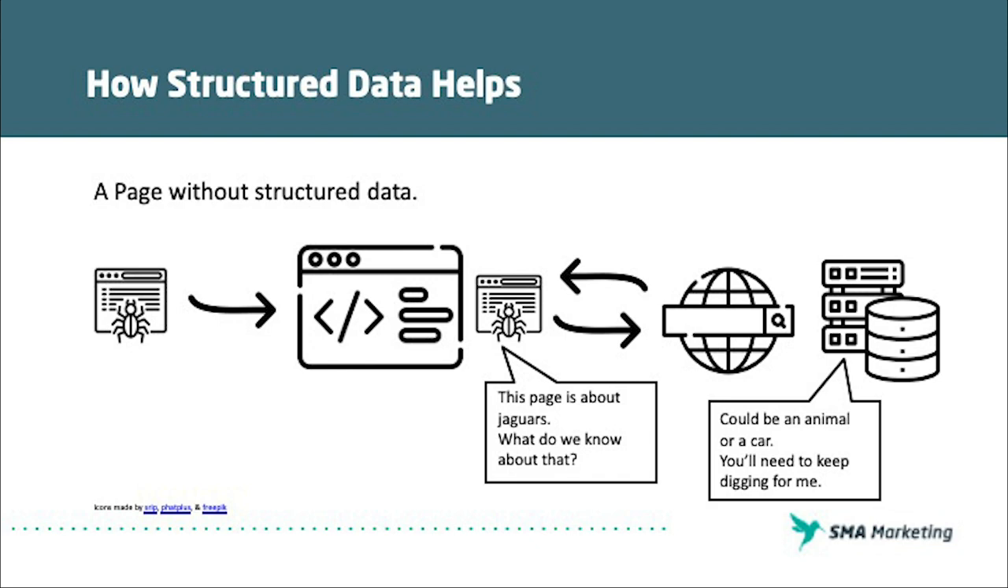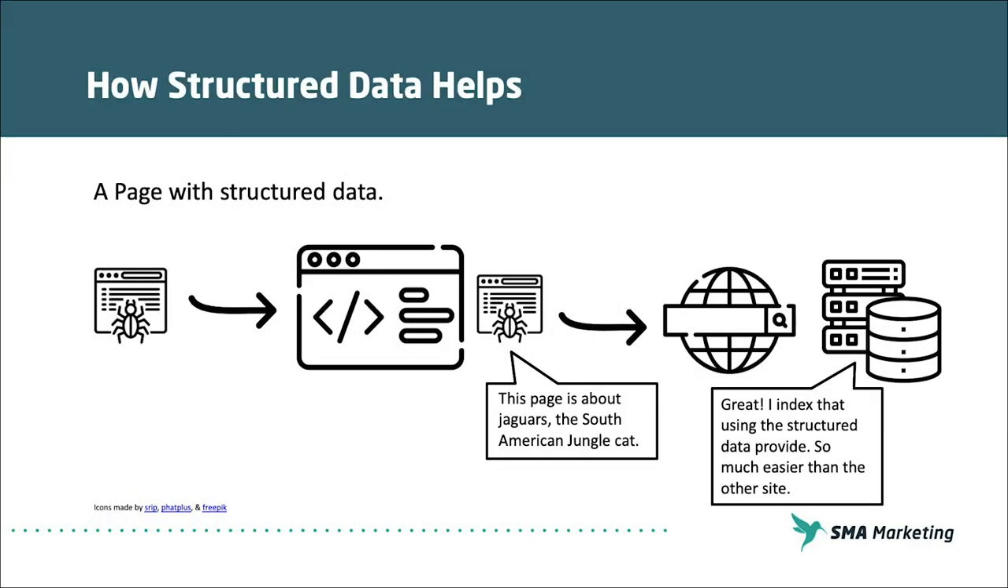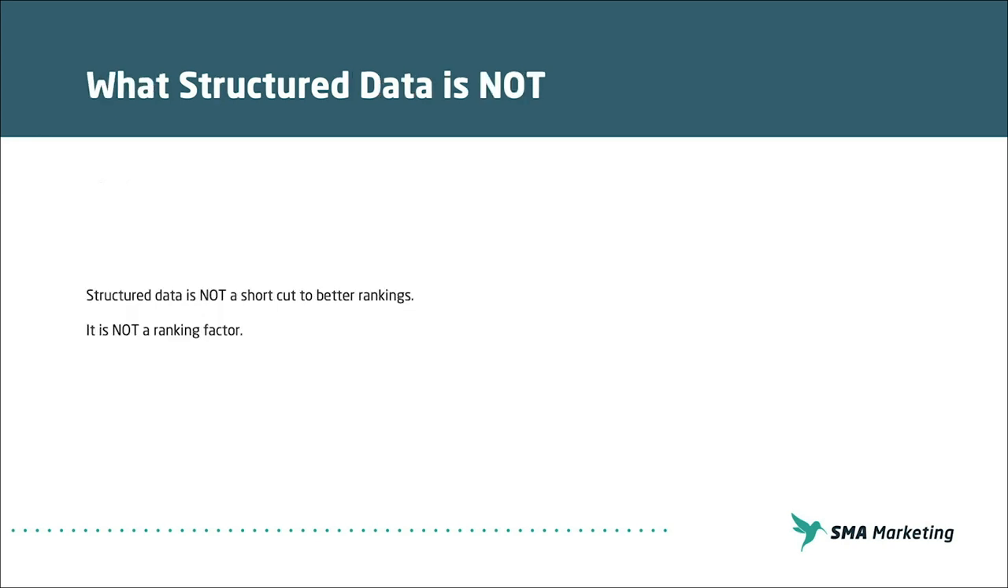So then the crawler's got to continue to read and continue to look at that content to see if it fully understands it. So how would this be different if this page had structured data on it? Well, here in this same example, the crawler reads it, but now it comes across structured data talking about something specific. So this page is about the jaguar, a South American jungle cat. And here the search engine index will say, great, I can index this using the structured data provided. That was so much easier on me, and I really understand what this site's about. So structured data is basically speaking the language and helping them make those direct connections with the content and the context of the page.